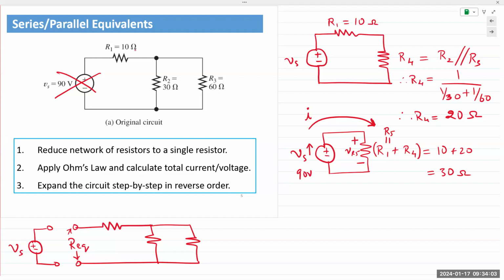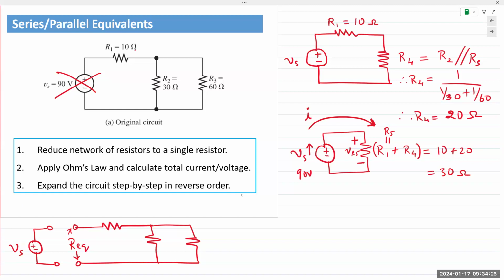Okay, so now VR5. The other thing I want to point out, are they in series or are they in parallel? They are in series and they are in parallel. Two components connected to each other. That's the only time when we can say both of them are in series and they are in parallel.